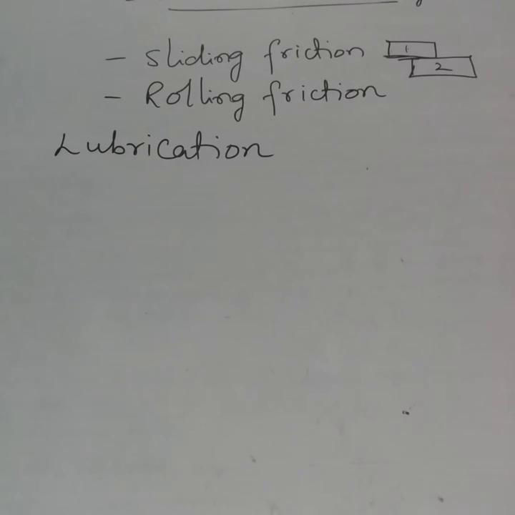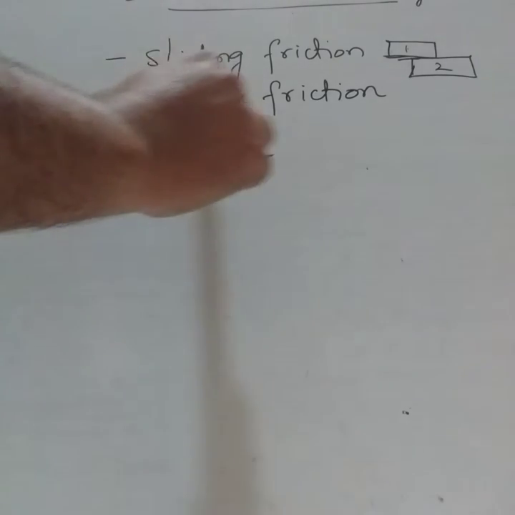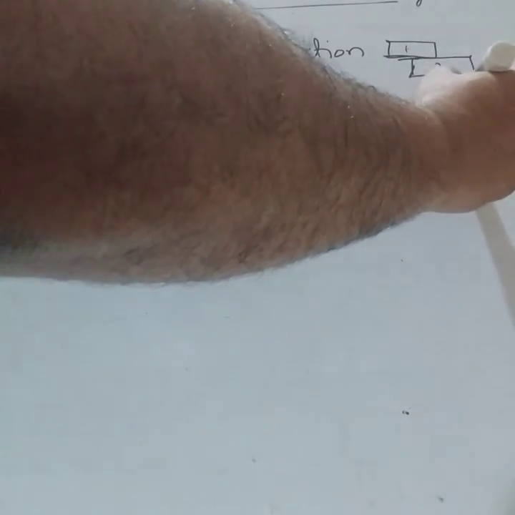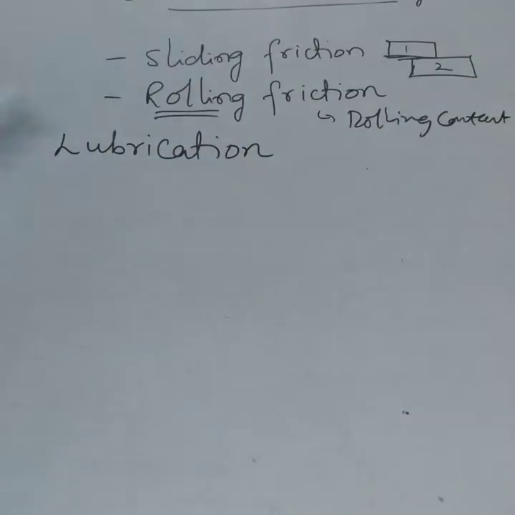Then we will come to rolling friction. This is the resistance to motion when the solid and hollow cylindrical surfaces move relatively to each other. That is, we have seen the anti-friction bearings or rolling contact bearings. So that is rolling contact bearings. In rolling contact or anti-friction bearings, we have rolling friction.